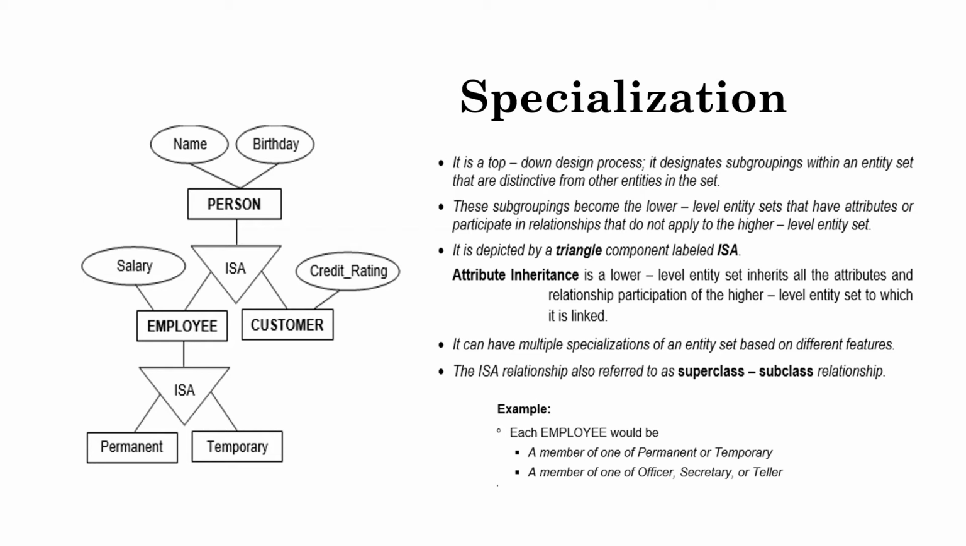Also, in specialization, inheritance takes place, the so-called attribute inheritance. With attribute inheritance, the lower level entity inherits all the attributes and relationship participation of the higher level entity sets to which it is linked.